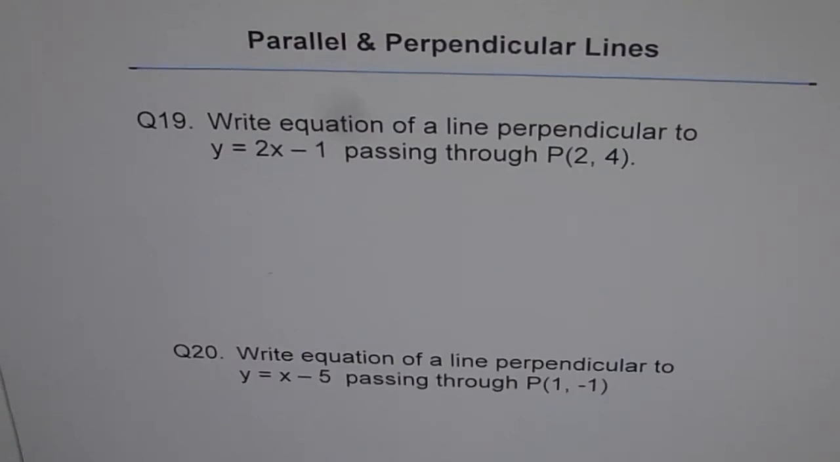Parallel and perpendicular lines. Question 19. Write the equation of a line perpendicular to y = 2x - 1 passing through point (2, 4). And question 20 is part of your test. Question 20: write the equation of a line perpendicular to y = x - 5 passing through point (1, -1).